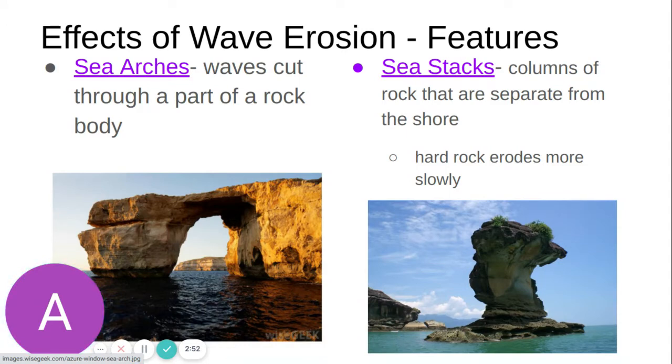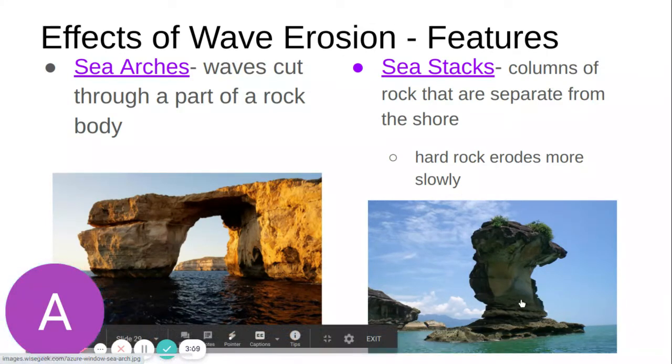And then you have sea stacks. These are columns of rock that are separated from the shore, and they are hard rock that erodes more slowly. So if you take a look over here at this sea arch, maybe this rock over more time will continue to weather and erode, and then eventually you'll be left with something like the sea stack here on the right. Okay, so this harder rock is here making up the sea stack. The surrounding rock was much weaker, and that's how those are formed.